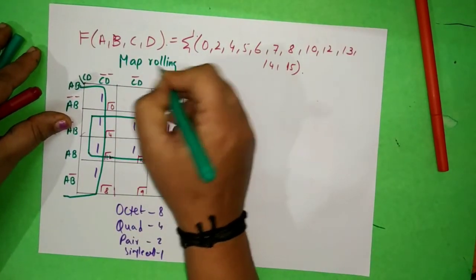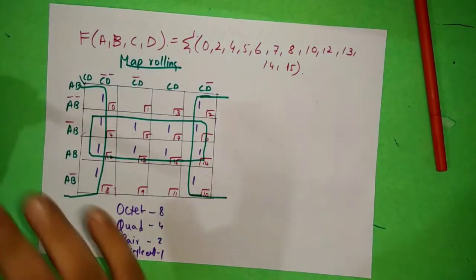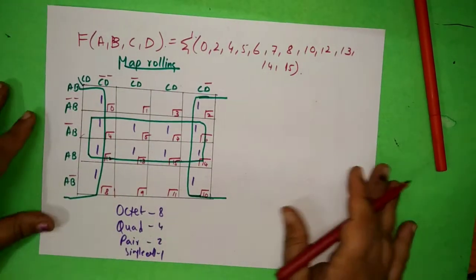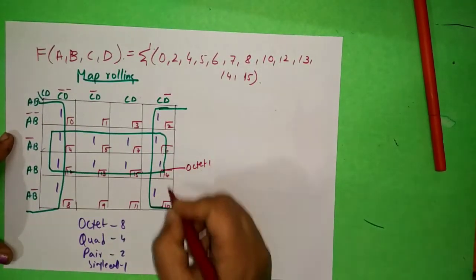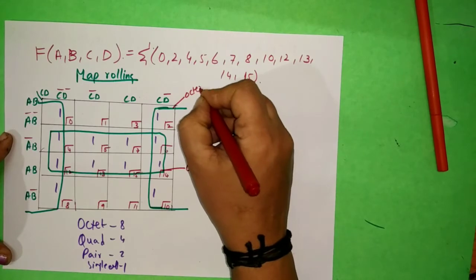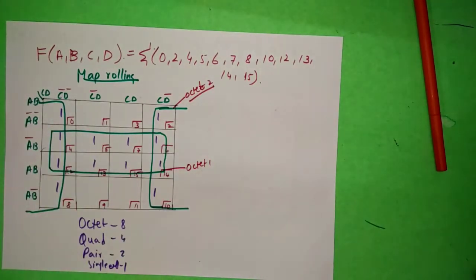So if you get like this, you please do like this. Okay, so you are reducing the terms. The idea of K-map is to reduce the terms. So we got here one octet, octet 1, and we got here one octet, okay, octet 2. Now here what is important is you shouldn't get confused.